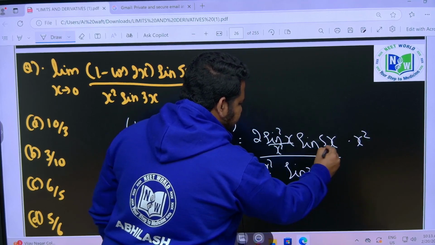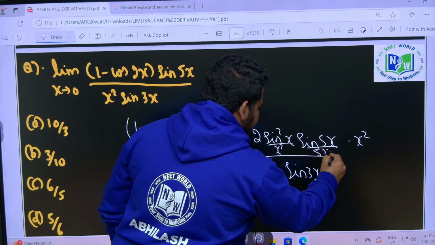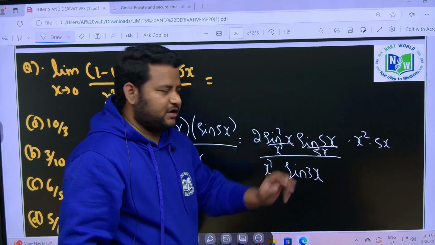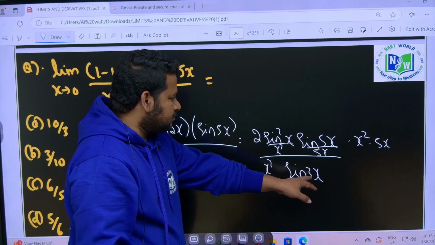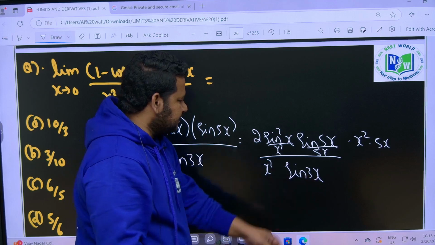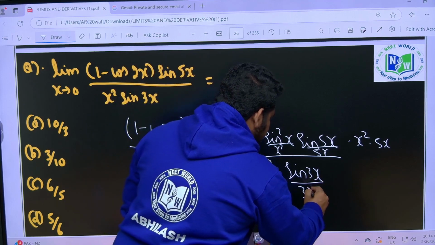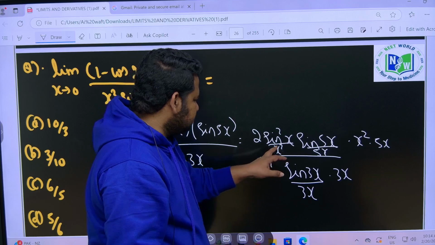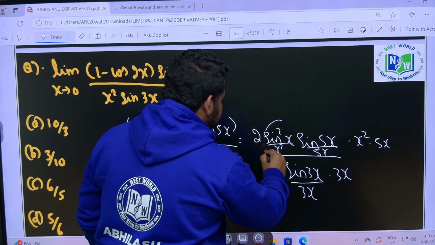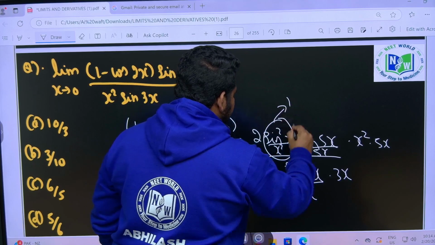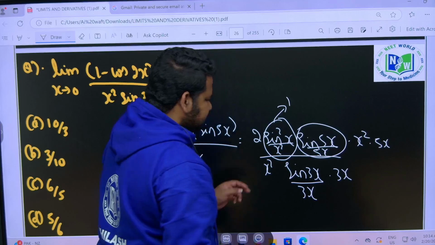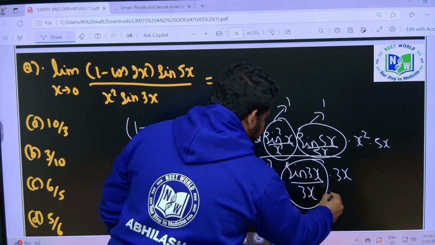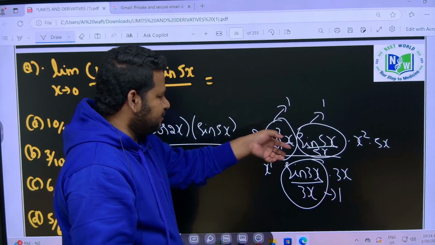Here I have 5x, so I will write 5x here and multiply by 5x. Here I have sin 3x, so I'll write 3x here and multiply by 3x. Okay, now what will happen? This will be equal to 1, sin 5x by 5x as limit x tends to 0. I am not writing the limit, directly I am writing this will be equal to 1, and this value will be equal to 1. Right?